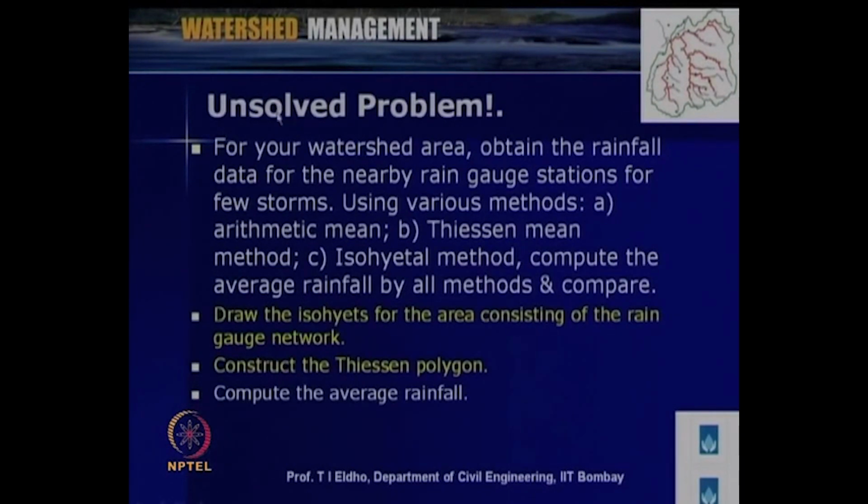Now, one unsolved problem: for your watershed area, obtain the rainfall data for the nearby rain gauge stations for a few storms, and using various methods like arithmetic mean, Thiessen mean method and isohyetal method, compute the average rainfall by all methods and compare. We can identify the advantages and limitations of each method. Once you get the rainfall data, you can draw isohyets for the given area and construct the Thiessen polygon as we discussed earlier. Then we can compute the average rainfall for the given storm conditions.